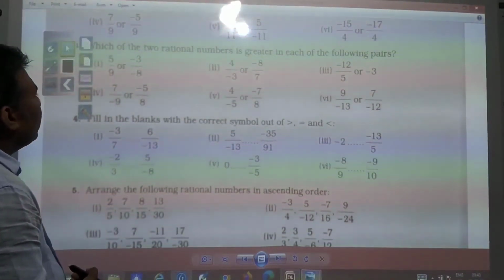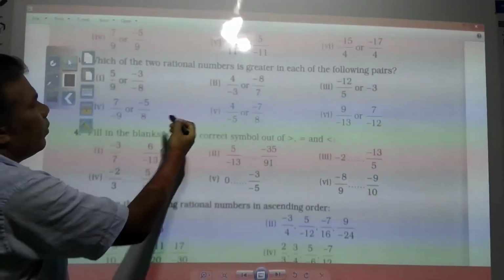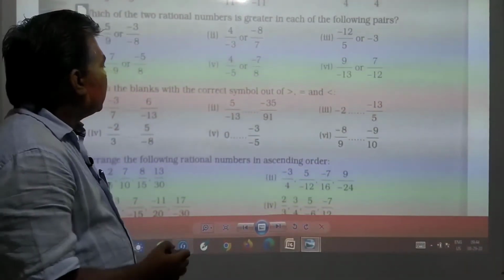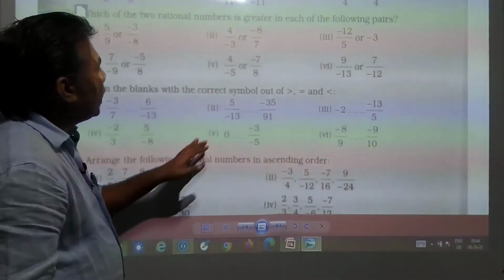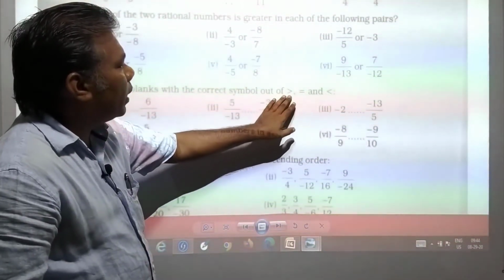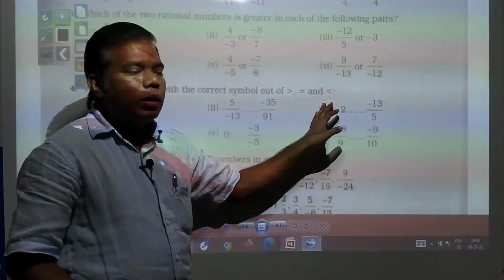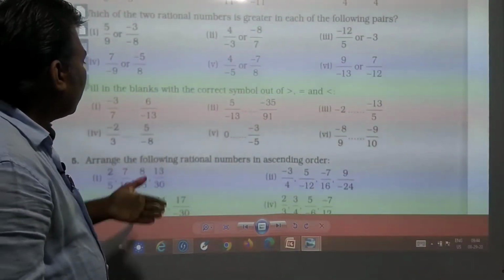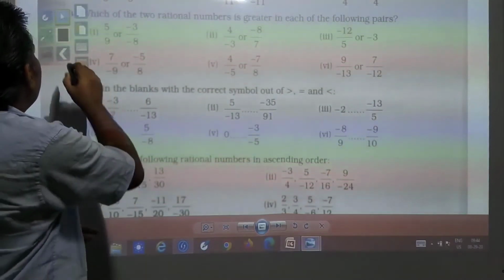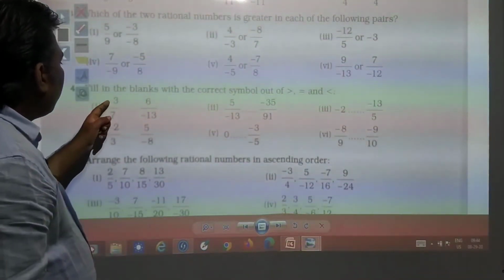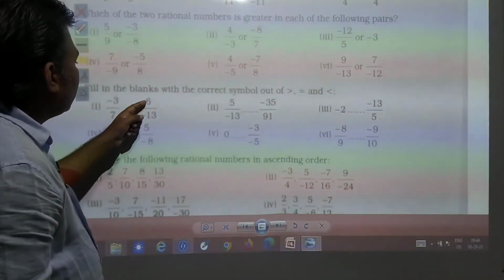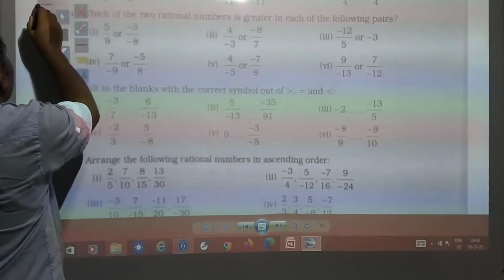Next question you have, but each and every question must be done by yourself. Fill in the blanks with the correct symbol out of greater than, equal to, or lesser than. So again you need to know how to compare, then only you will be able to do. Minus 3 by 7 and 6 by minus 13.